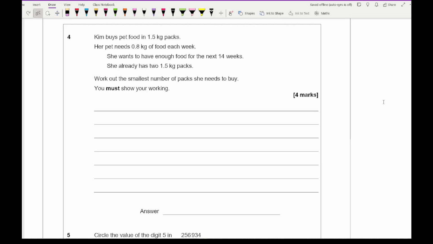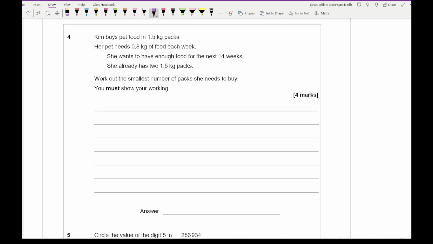Now this question I would probably assume is going to be a calculator question, although if it was non-calculator it would be a little bit more challenging and probably worth a little bit more than 4 marks. So for this, first thing we need to do is just make sure that all our units are the same. So here we've got kilograms, we've got no mention of grams, so we're looking good. So first of all, let's work out how much actual pet food this pet needs.